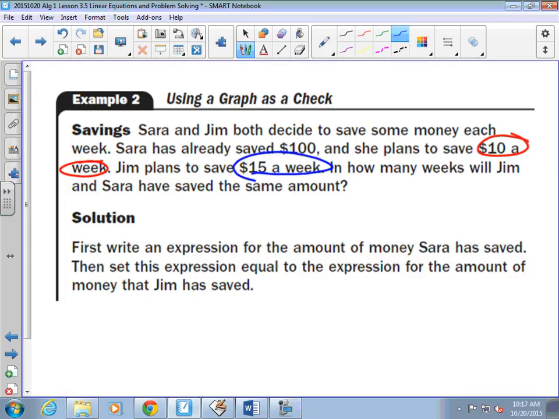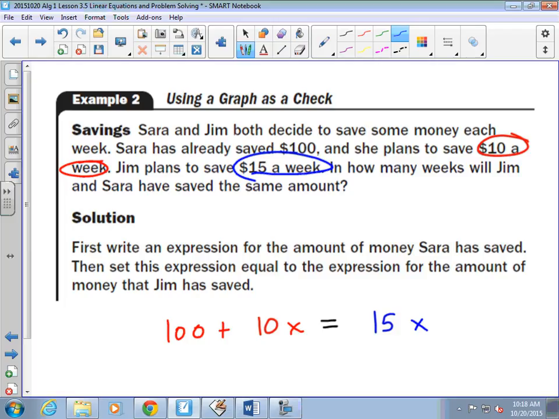So it says first write an expression for Sarah's money. She has 100, plus she's going to save $10 a week. So 10 per week. When will that be equal to what Jim has? It didn't say Jim had any to start with. So Jim's going to save $15 per week. This is our equation. 100 plus 10x equals 15x.